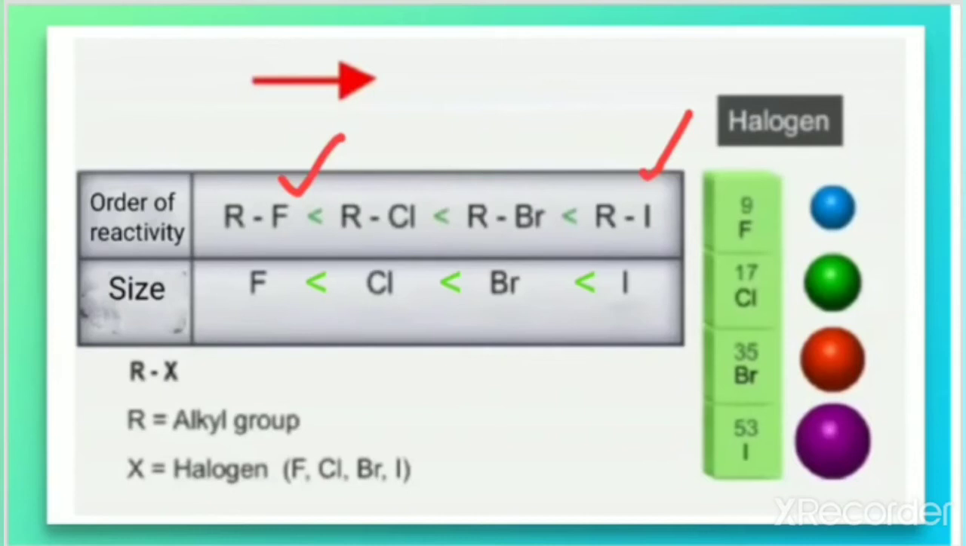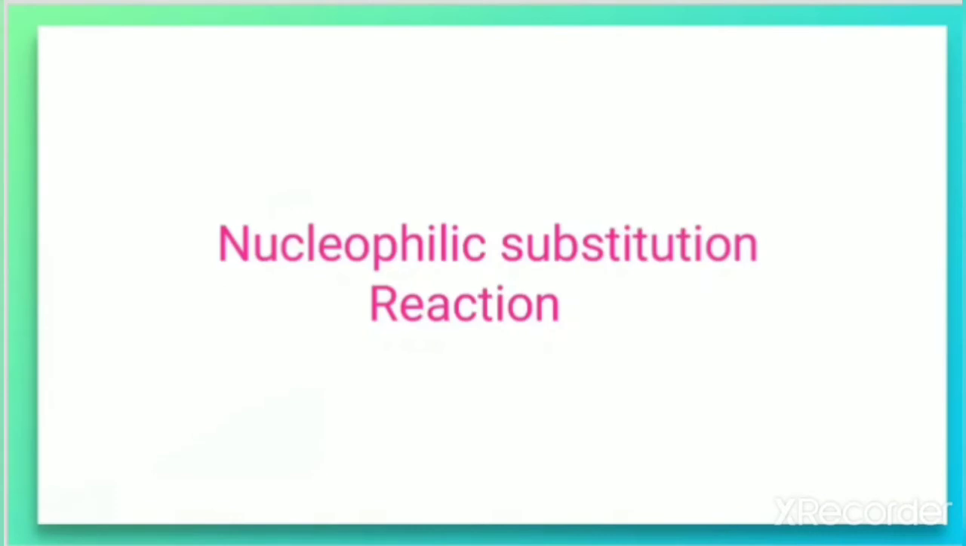So we can say that when the size of the halogen atom increases, the bond length increases and it is easy to break the bond, therefore greater will be the reactivity. So let us discuss some of the nucleophilic substitution reactions.